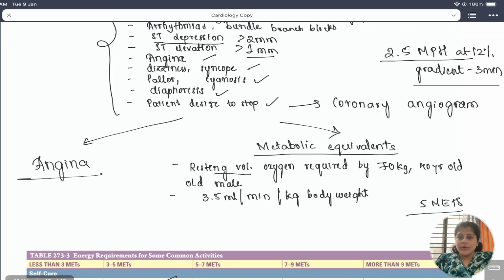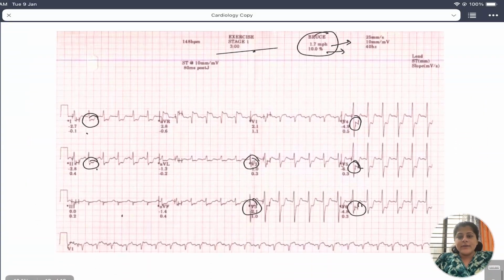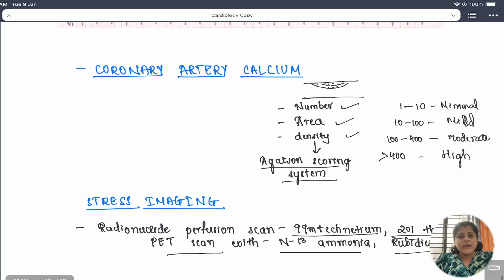After this, you will be able to identify if the patient has angina, and also calculate the metabolic equivalence. After calculating metabolic equivalence, you will be able to educate the patient what activities will cause angina, what activities will not cause angina, and before which activity the patient has to take nitrates. Then ST depression.